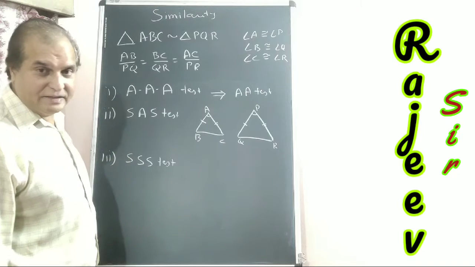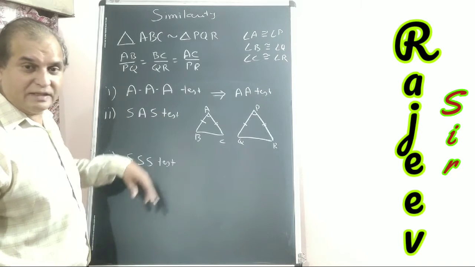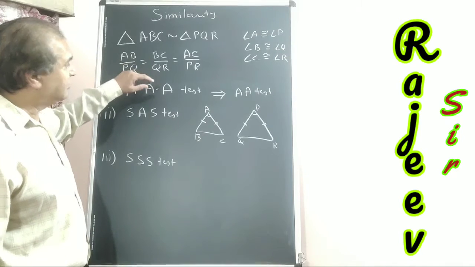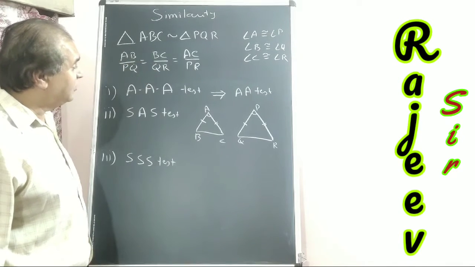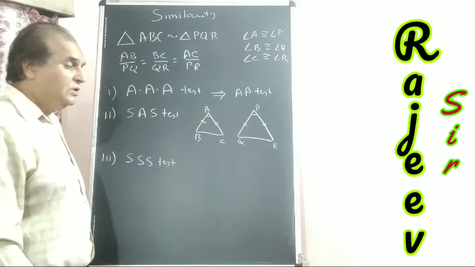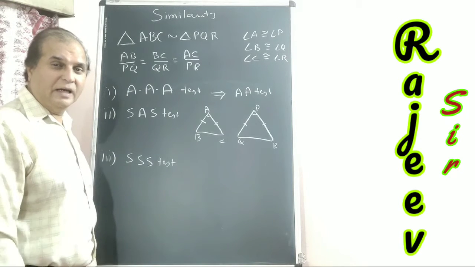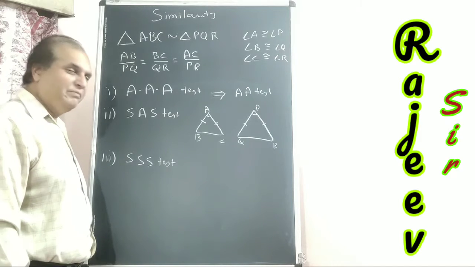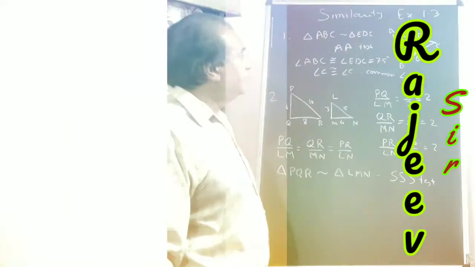And the last is the SSS test. If all sides are in proportion, AB upon PQ equal to BC upon QR equal to AC upon PR, then you can directly write that the proof completes. Triangles are similar by the SSS test. Okay, we'll go ahead with exercise 1.3.